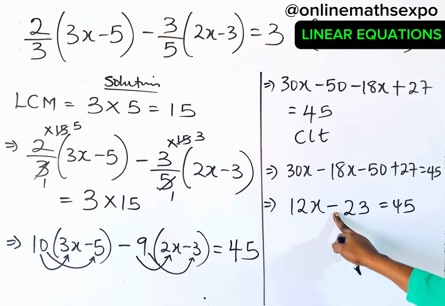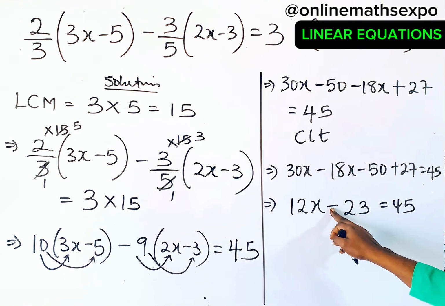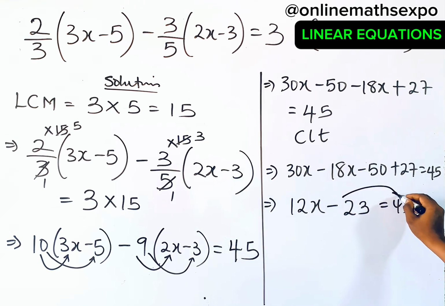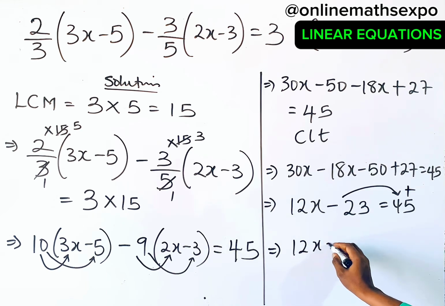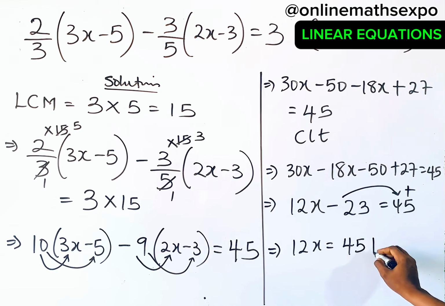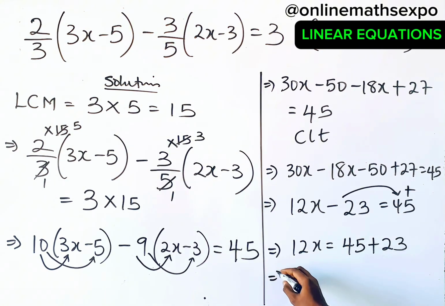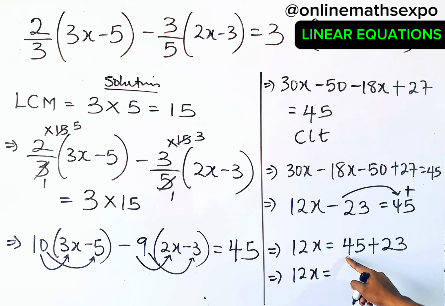Now, what do we do? You need to remove this. To remove it, which is a subtraction, you add. So we're going to add this to both sides. To do that, we have 12x is equal to 45 plus 23. Interesting. When you add this up, it gives you 12x is equal to 68.